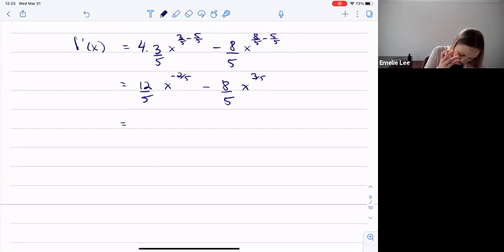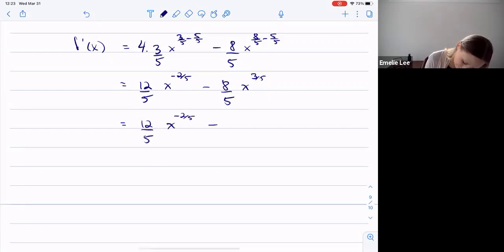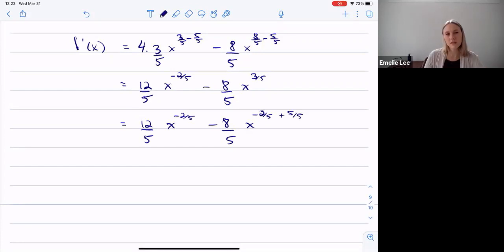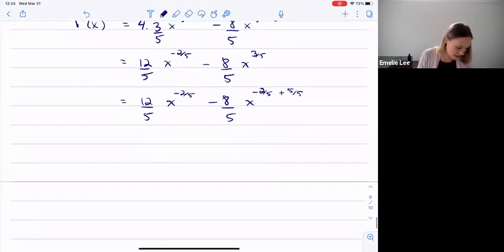So you get 12 over 5 x to the negative 2 over 5 minus 8 over 5 times x to the negative 2 over 5 plus 5 over 5. Right, I can kind of split that up. And now I'm able to factor out the x to the negative 2 over 5. But also x to the 5 over 5 just becomes x, right? So I get, here we go.